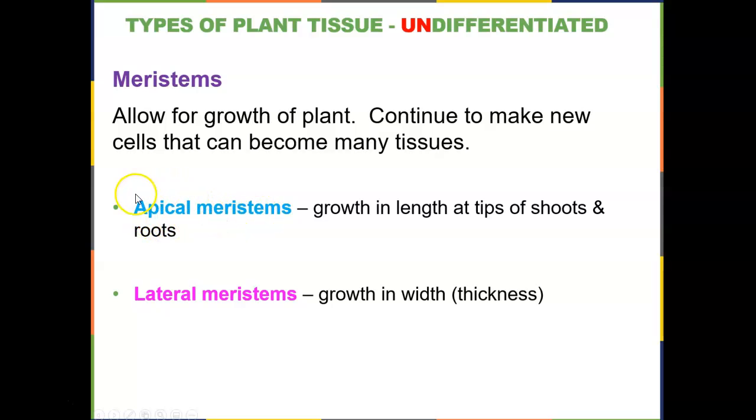These are on the ends of the plants, and this allows for growth in length at the tips of both the shoots and the roots. So growing taller towards the sun, growing longer down into the ground. Additionally, some plants will have lateral meristems, which increase the growth in the width or the thickness of a plant.